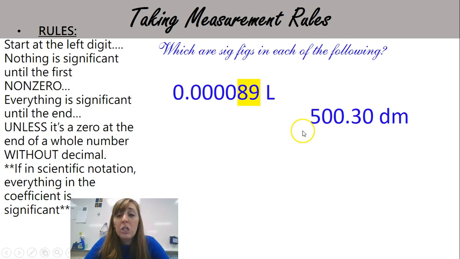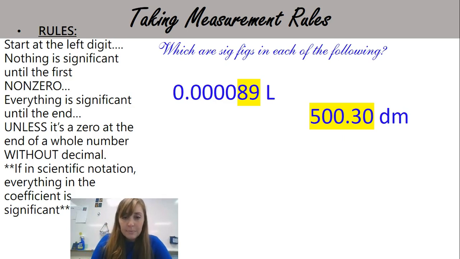Let's do this one. Start on the left, the first non-zero. Well, we start off with a non-zero. And then everything else is significant unless it's a 0 at the end of a whole number. Well, since I have this decimal, it's not a whole number. So that means everything else is significant. All of the digits in this measurement are important. They cannot be chopped off or replaced with a prefix.